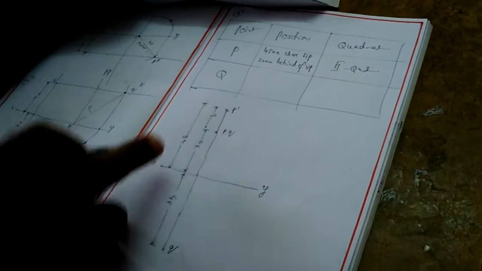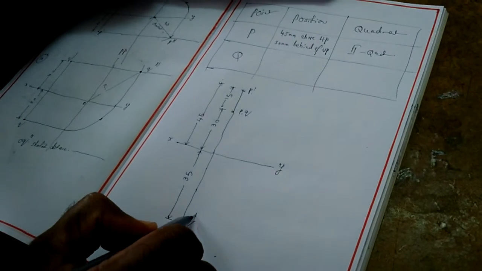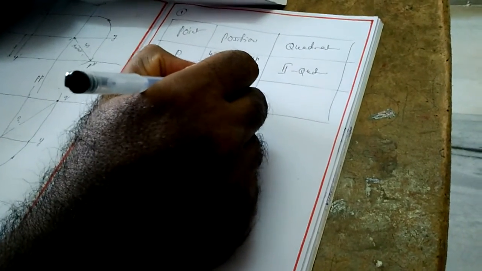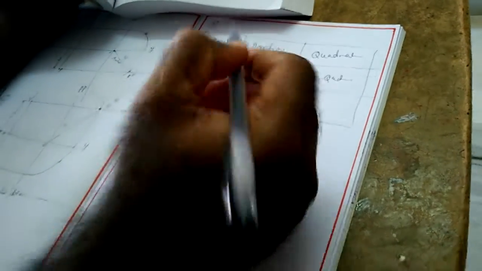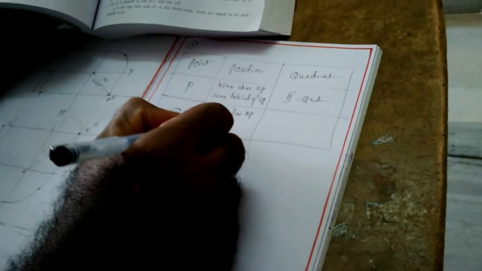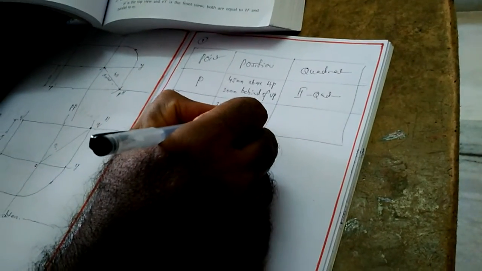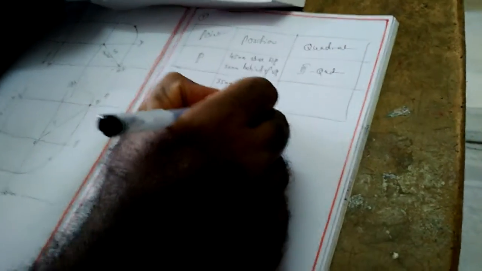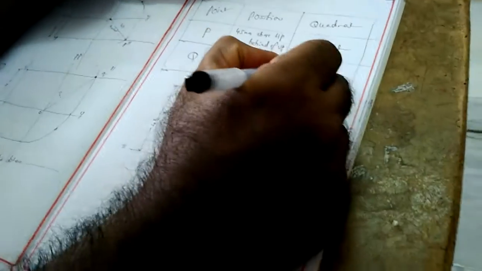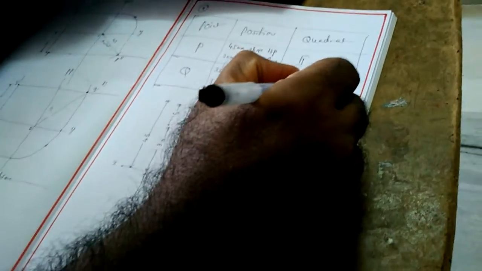Suppose Q is front view. This is front view. Front view means 35 millimeter below HP. And Q is 30 millimeter behind VP. Below HP and behind VP means this is in third quadrant.